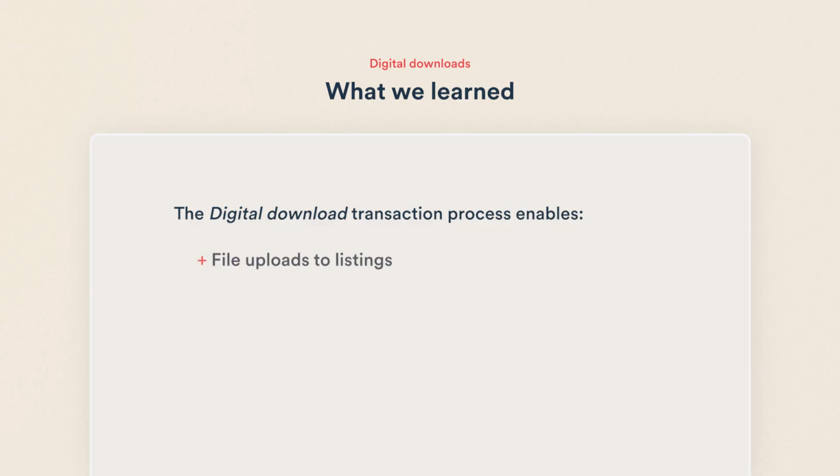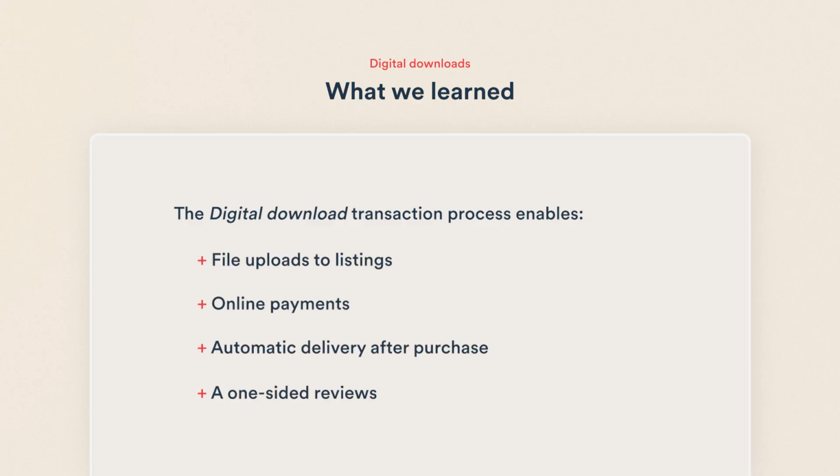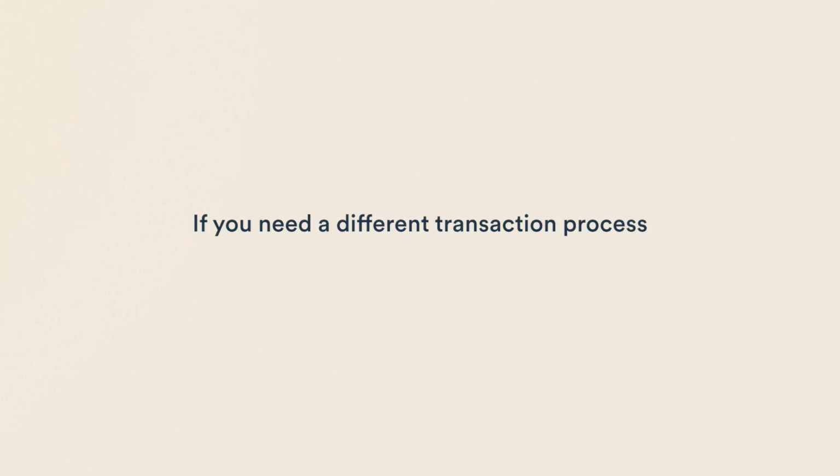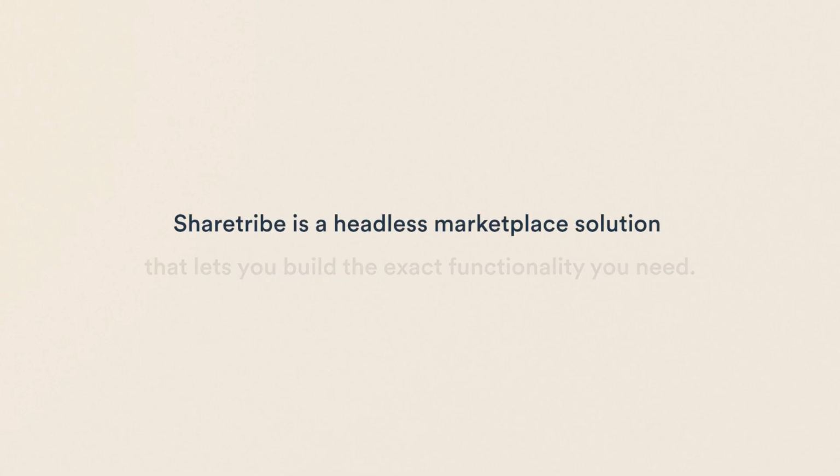That's how you set up digital downloads in Sharetribe and how your users experience them. Your marketplace now supports listings with file uploads, online payments, automatic delivery after purchase, and one-sided reviews. And of course, if you notice that you need a slightly different transaction process, you can modify your transaction process with custom development.